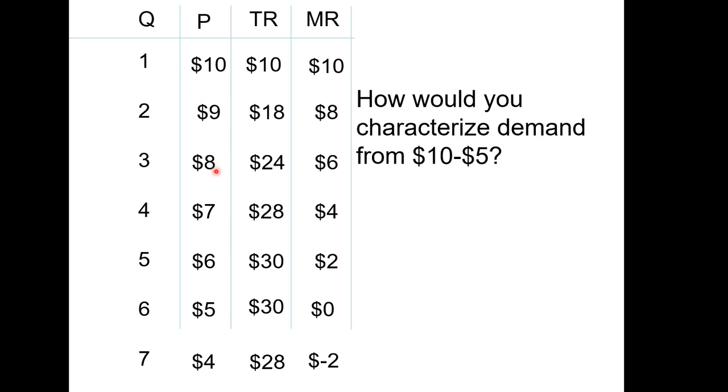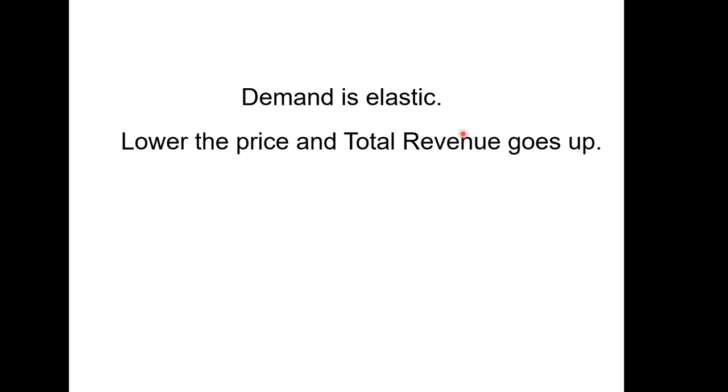As we're lowering the price, what is happening to the total revenue? Lowering the price, total revenue is going up. So price and revenue going in opposite directions means from $10 to $5, or from 1 unit to 6 units, the demand for the good is elastic. Lower the price, TR goes up. So when price and total revenue go in the opposite direction, then you have an elastic demand curve.